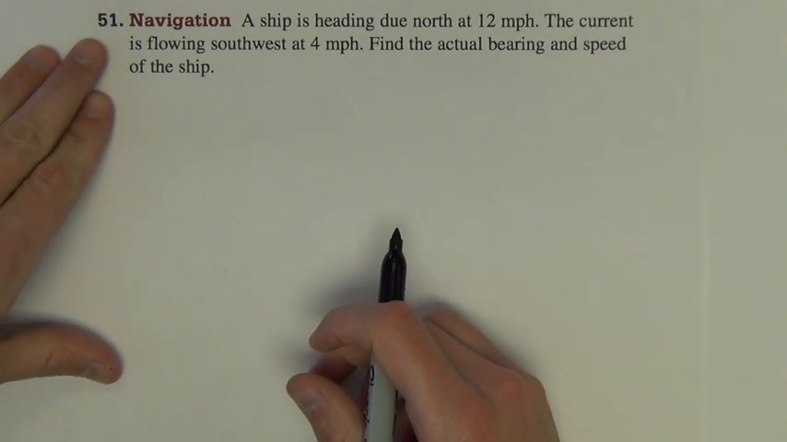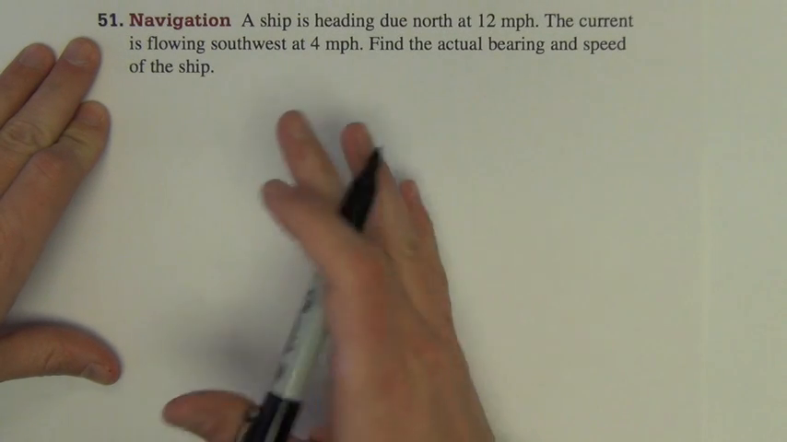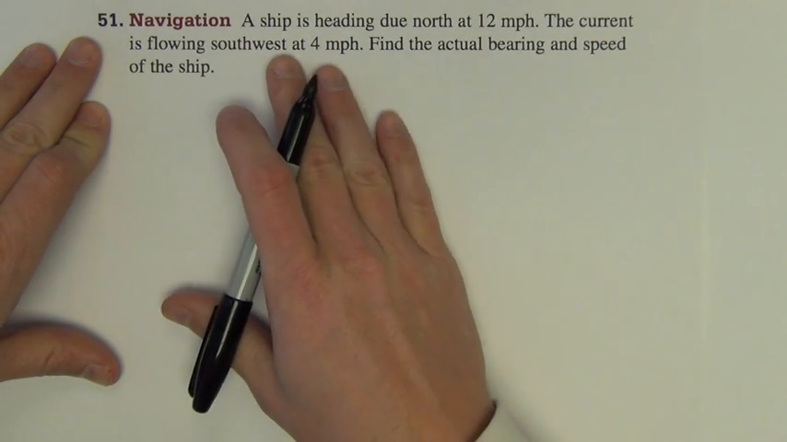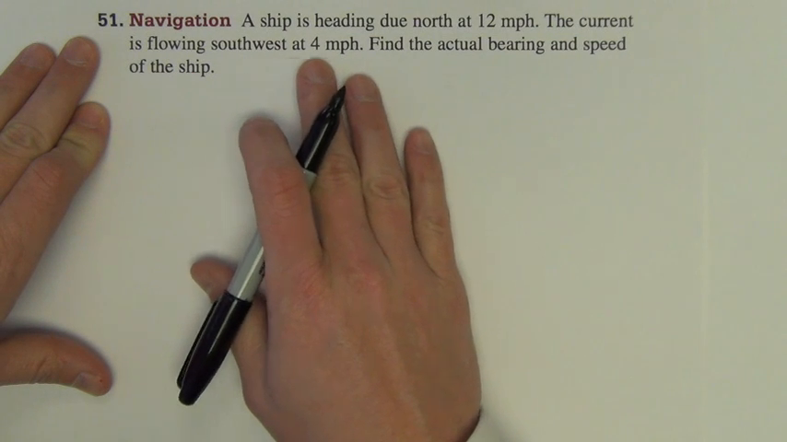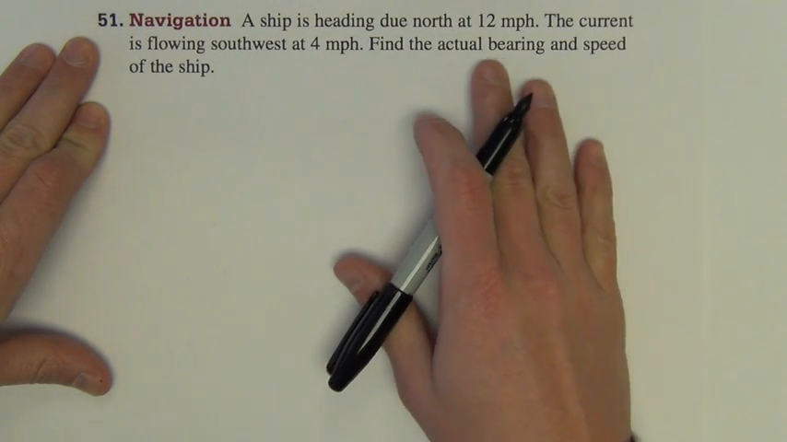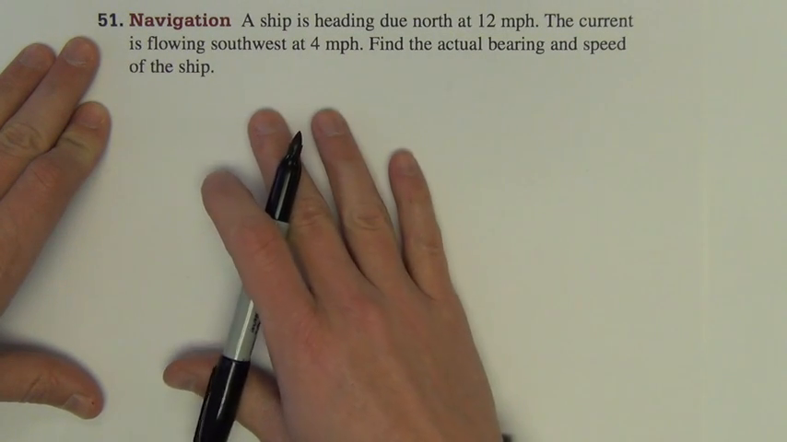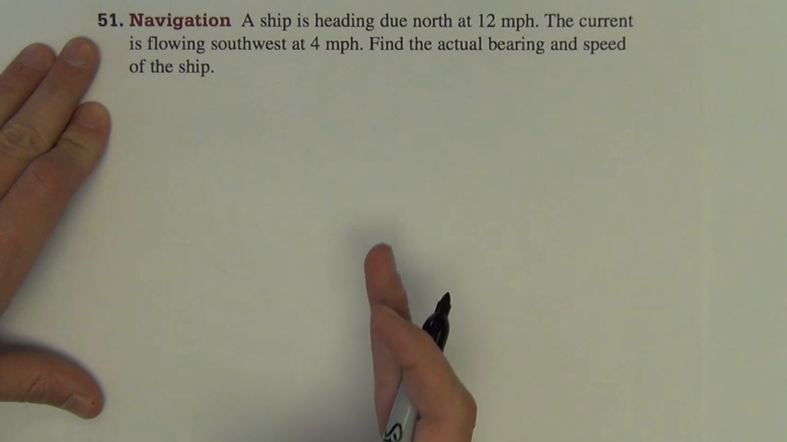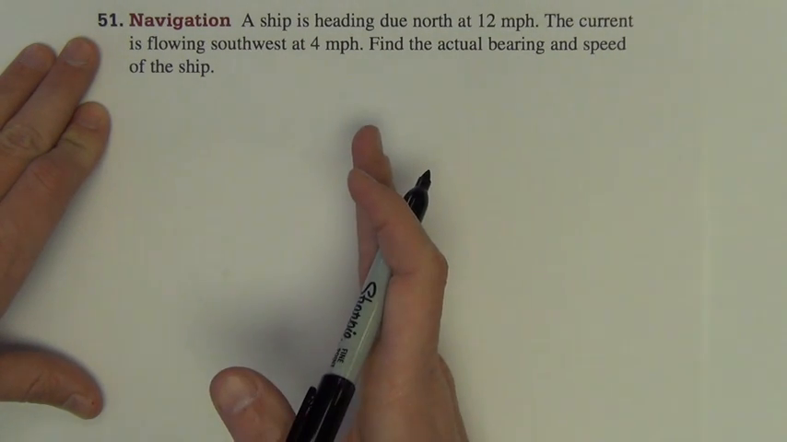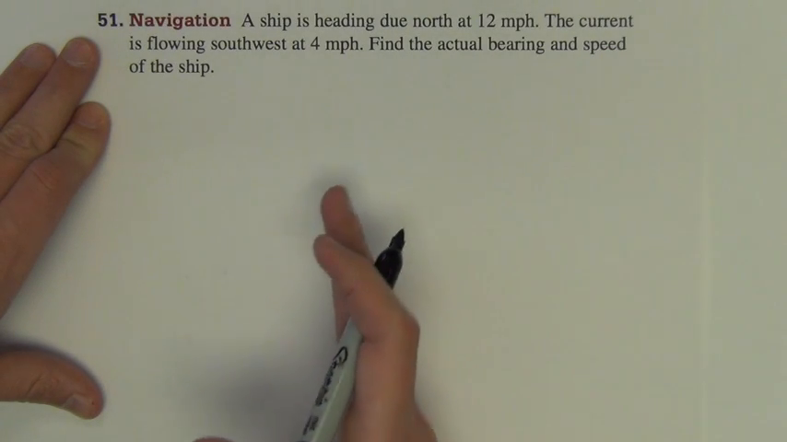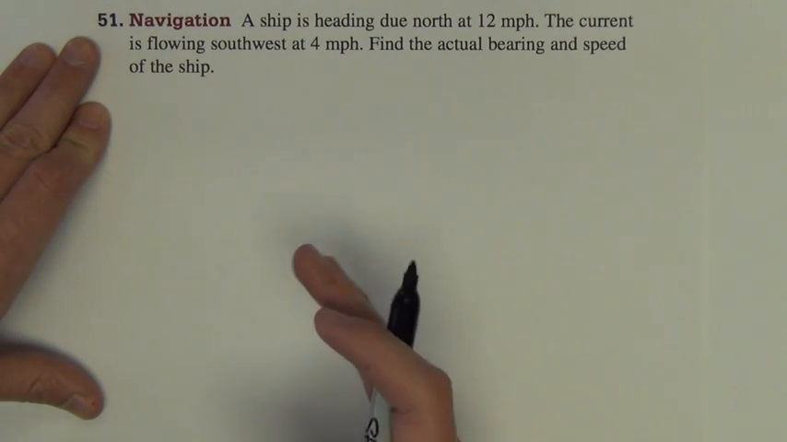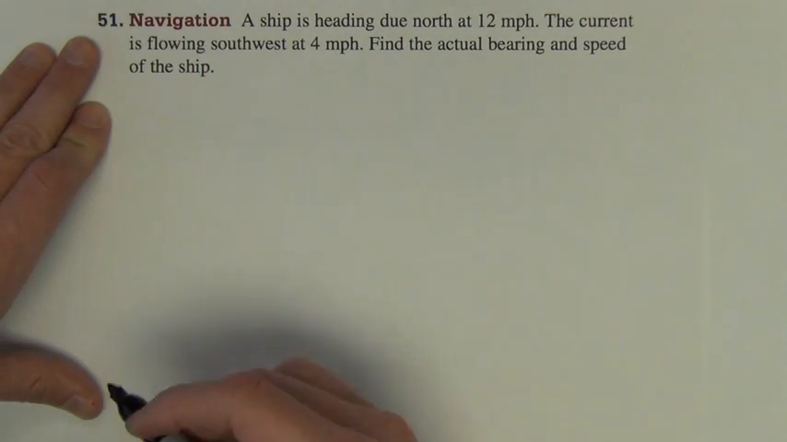Alright, I want to do one final example, very similar to the airplane example. It says a ship is heading north at 12 miles per hour. The current is flowing southwest at 4 miles per hour. Find the actual bearing and speed of the ship. So, in other words, the ship's trying to go north, but there's a current that's kind of moving southwest. So what effect does that have on where the ship's actually going?